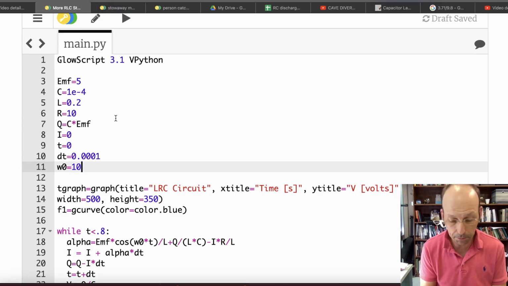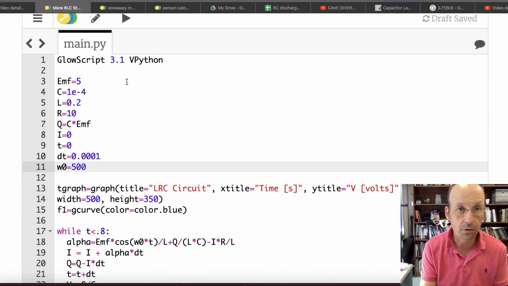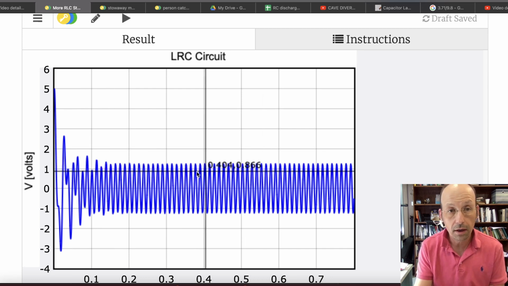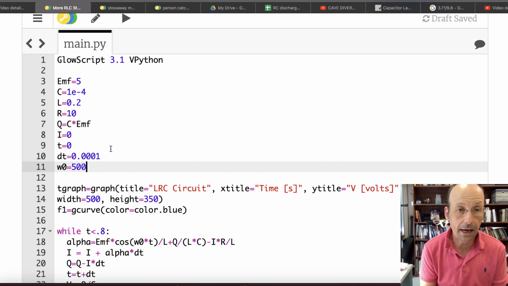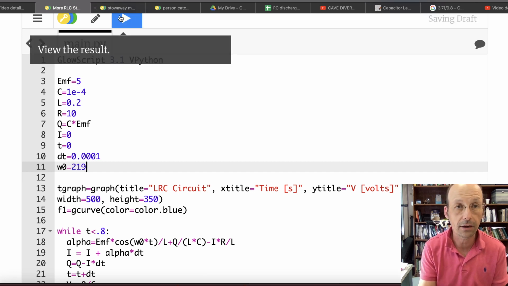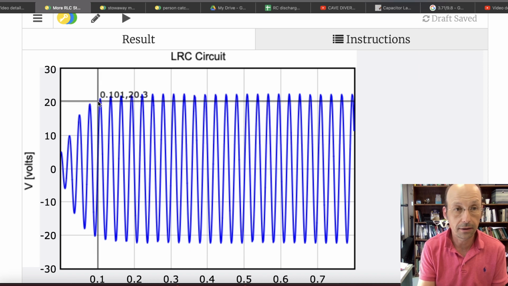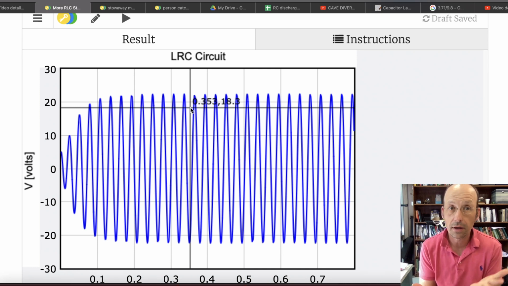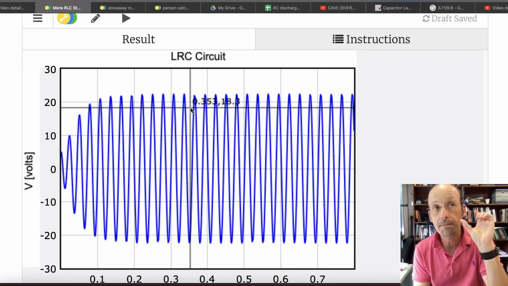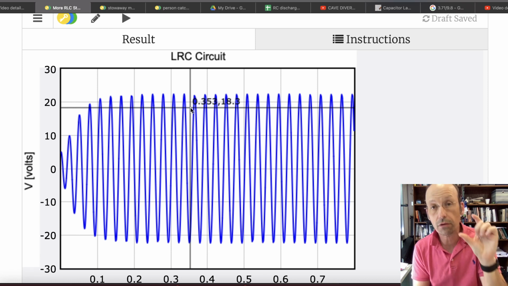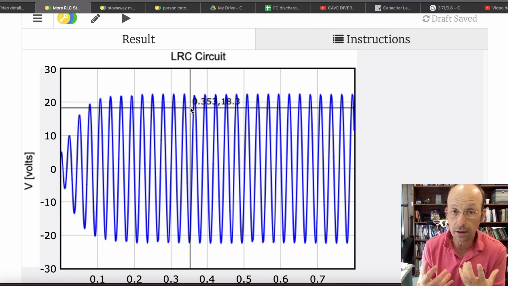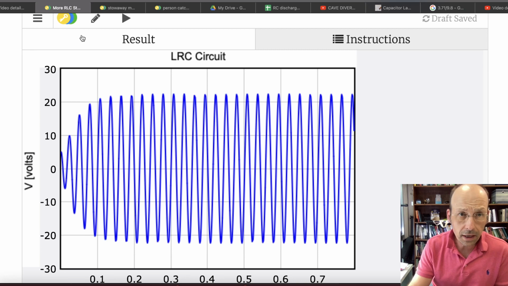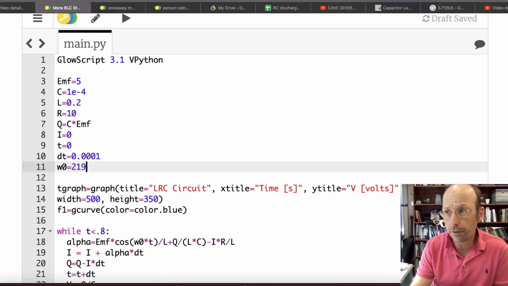Let's go back over here and put this at, let's say, 500. I think that's too high. Yeah. Now you see this voltage is very low, around 1 volt. Actually, let's do 219, which is what I calculated the natural frequency to be. I get 20 volts. So it's kind of like a resonator circuit. If I get the frequency of the source equal to the resonance frequency of the circuit, then it's like pushing a swing back and forth at that same frequency.